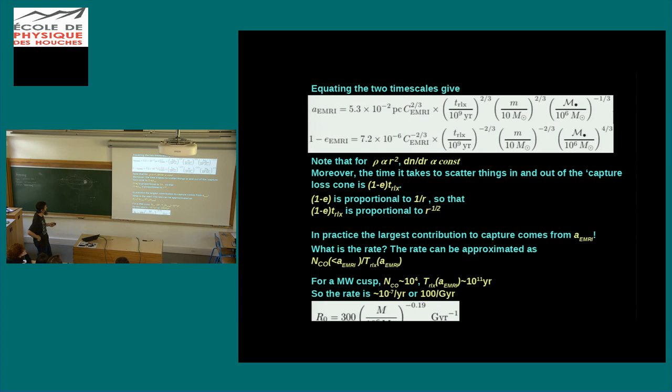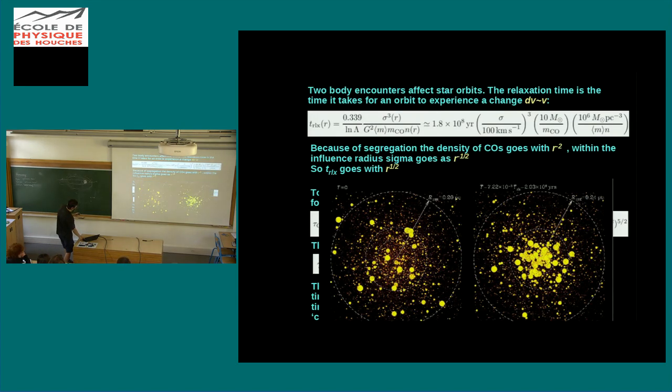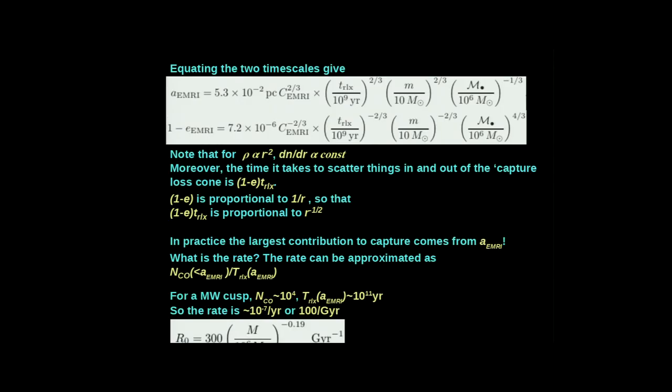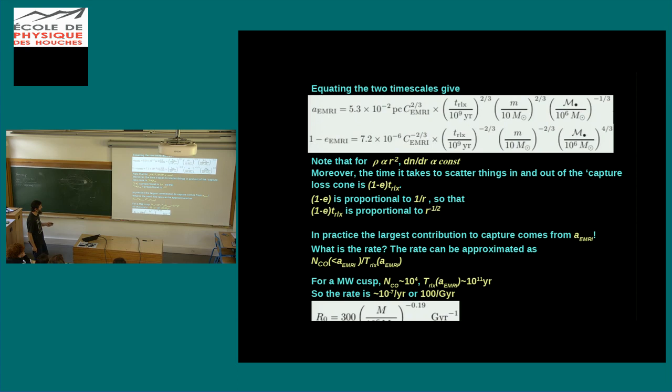And then, what is the rate at which you form them? Well, you can approximate it as the number of compact objects within that radius divided by the relaxation time within the radius, because the relaxation time tells you the timescale at which you get all the objects within your loss cone. Now, for a typical Milky Way cusp, we expect 10,000 stellar mass black holes. The typical relaxation time for this subpopulation is of the order of 10 to the 10, 10 to the 11 years. So if you go back to the relaxation time here and plug in numbers, then you expect a rate of 10 to the minus 7 per year, which is like 100 per gigayear.